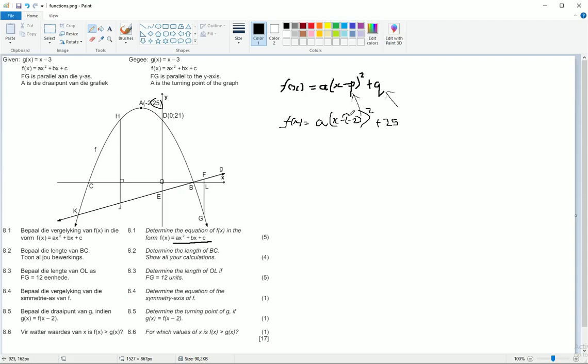We can clean this up. The minus can multiply with a minus, so we will have a open bracket x plus 2 close bracket squared plus 25.